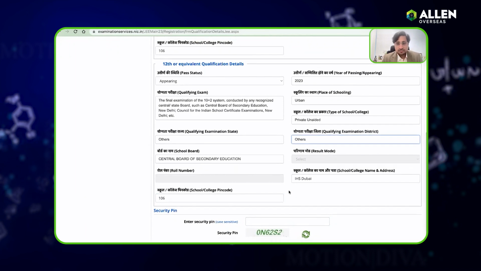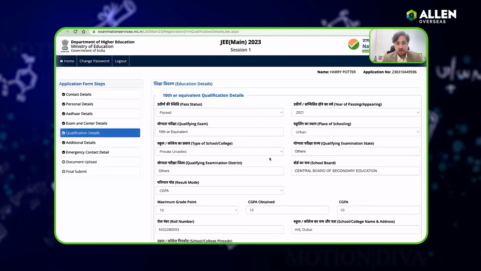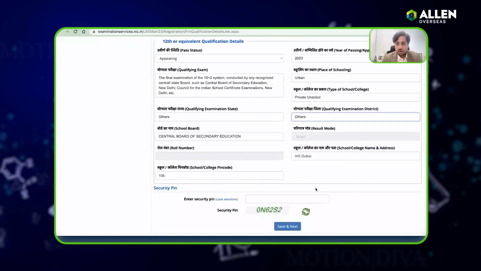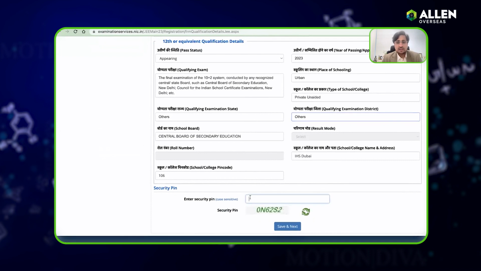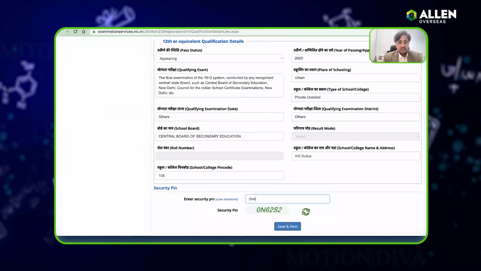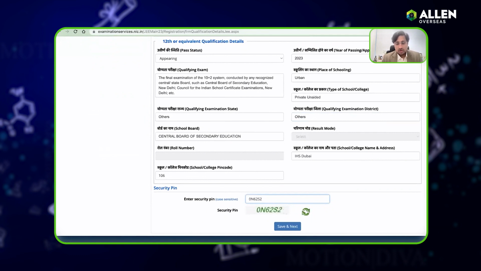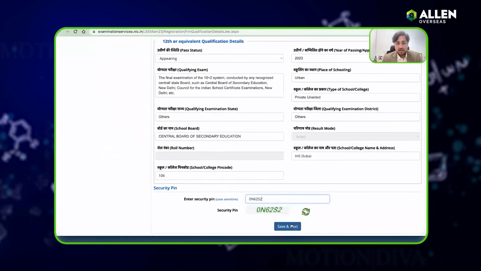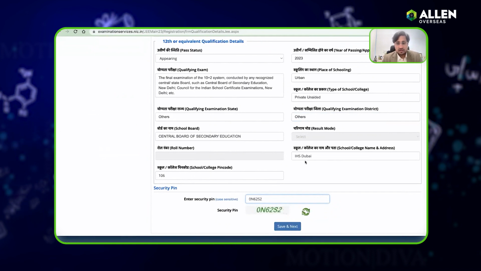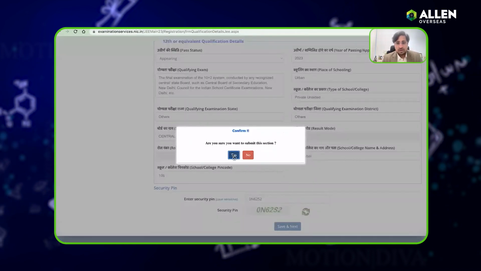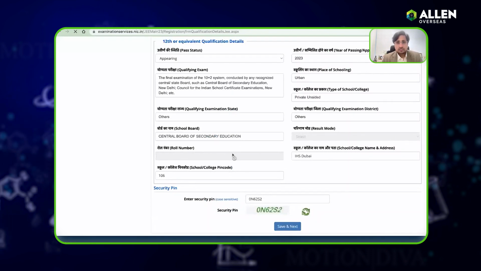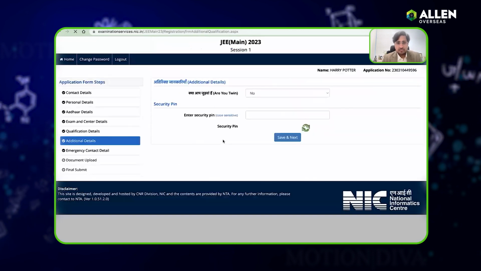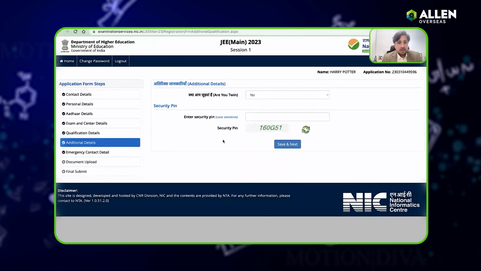Once you have filled this, again check in the 10th also that everything is filled. Yes, everything is filled. Nothing is left. Keep cross-checking everything you have filled, and then let's go ahead. 0N62S2. I hope this is 0 and not O. Again, I'm checking whether everything has been filled or not. Yes. Now I'm going to save and submit. It will take some time.